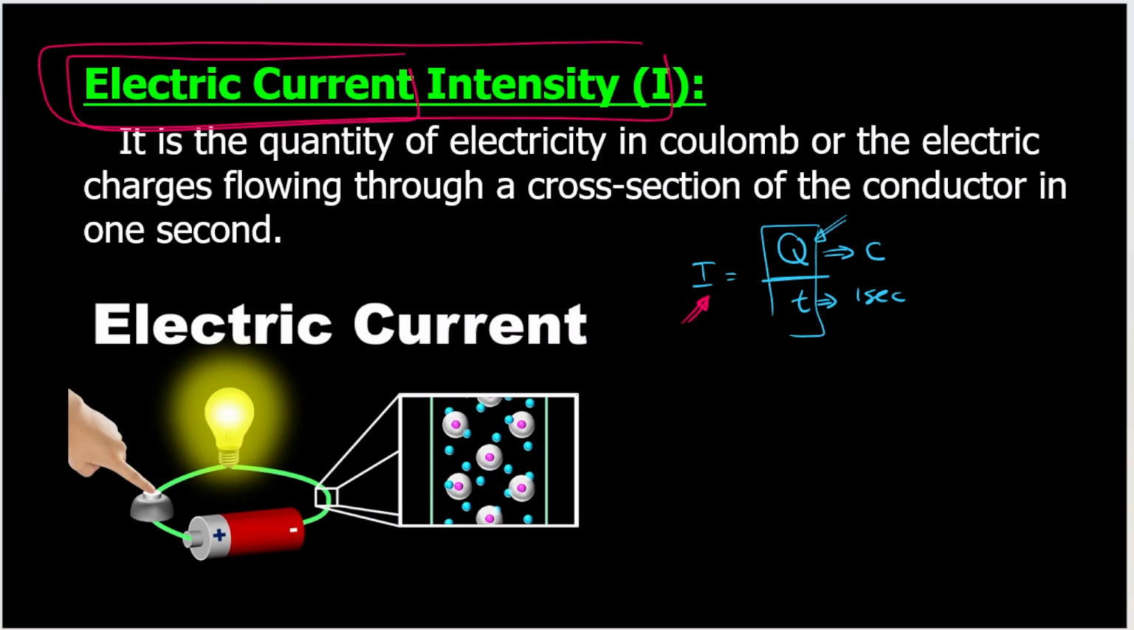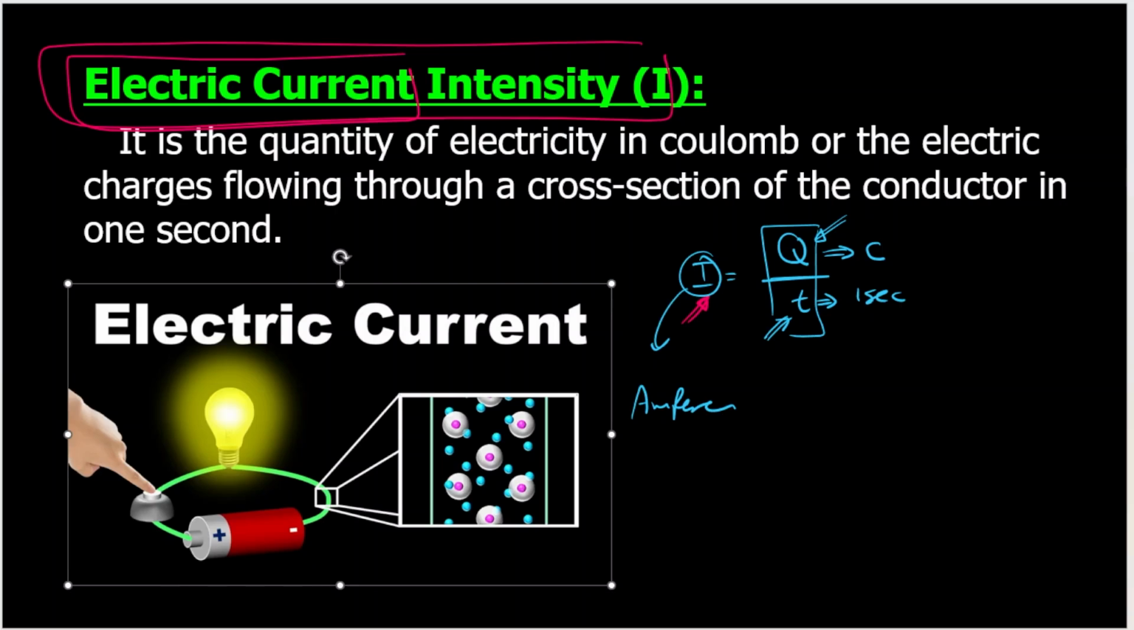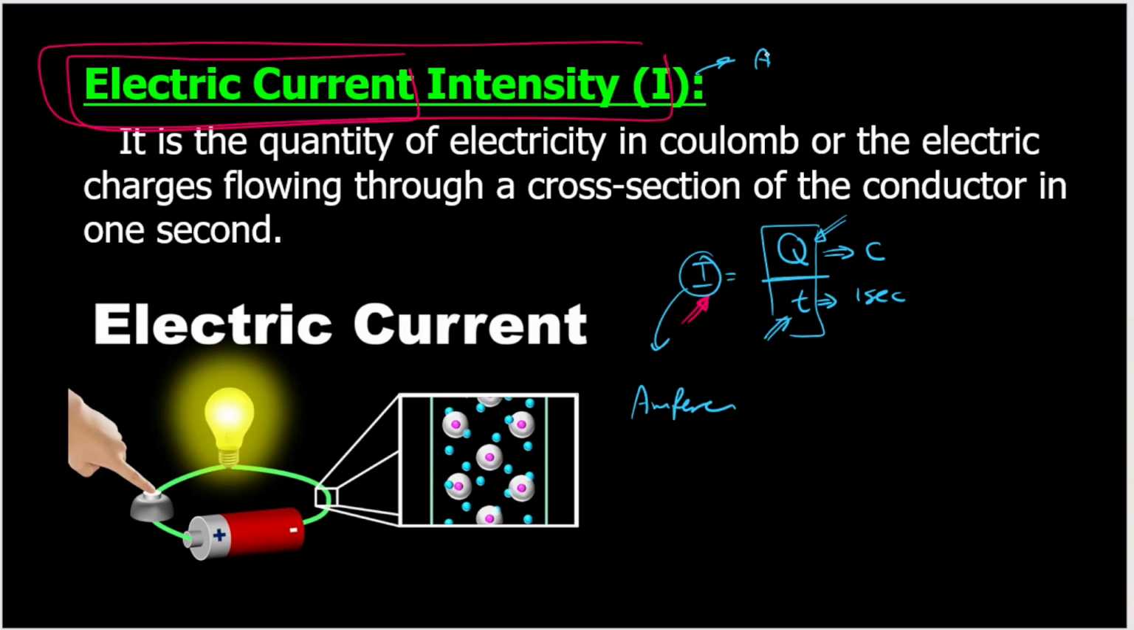What is the value of the quantity of charge that passes through the conductor in unit time? So this is called electric current intensity, which is measured in ampere. So what's meant by electric current intensity, and its symbol I, and its measuring unit is ampere. It is the quantity of electricity, which is Q, in coulomb, the electric charge flowing through a cross-section area of conductor in 1 second. This is the measuring unit of time, 1 second.